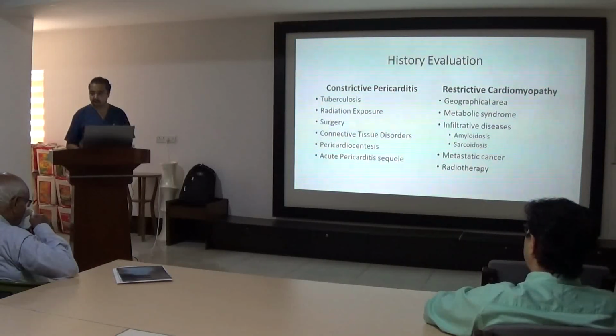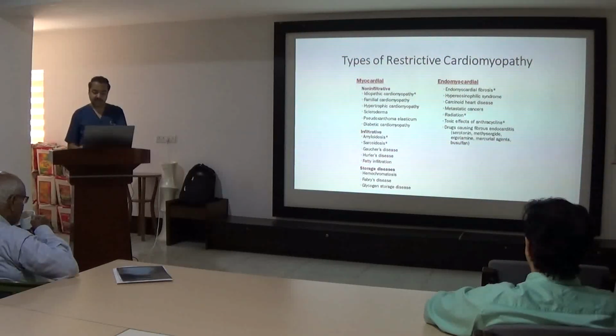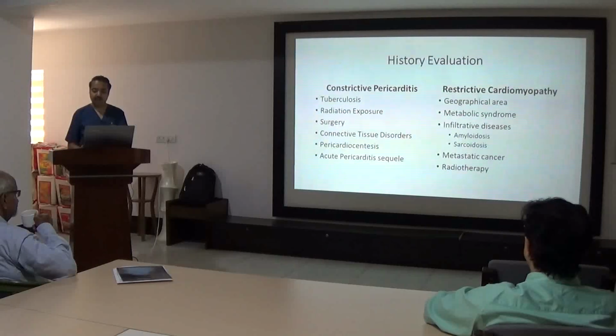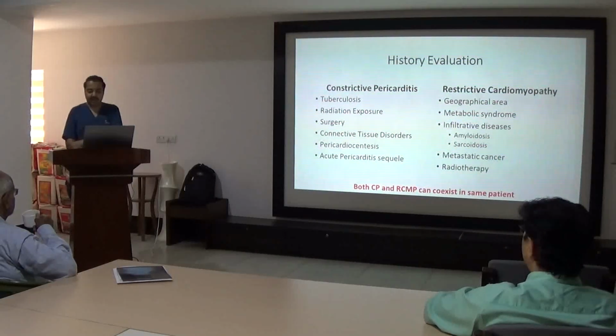So these are the major causes. Minor causes could be many that we have already discussed. These are the major causes and you should keep them in mind during historical evaluation. Although, to add to the confusion, constrictive pericarditis and restrictive cardiomyopathy can coexist in the same patient at times.